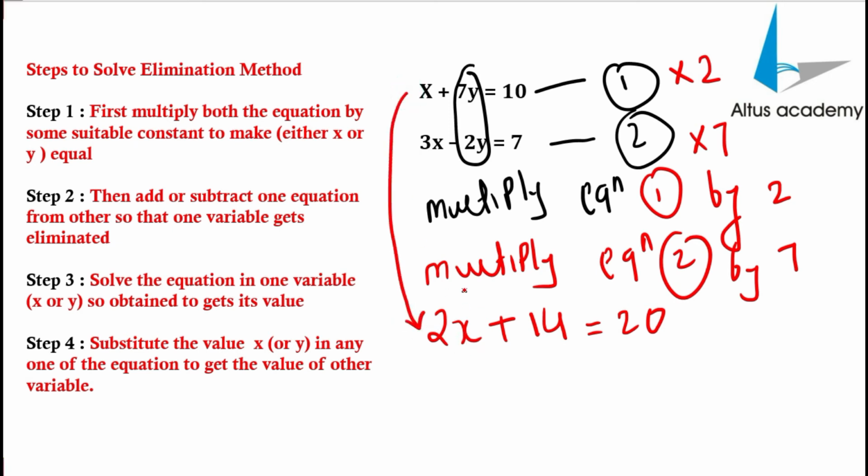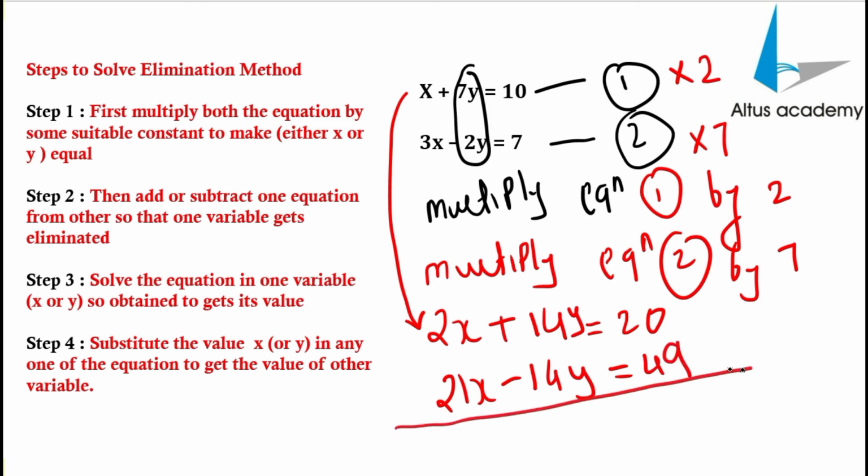Now let's go for equation 2. 3 into 7 becomes 21x, minus 7 twos are 14y, is equal to 7 sevens are 49. So these are the two equations you get after multiplication. Let's name them equation 3 and equation 4.